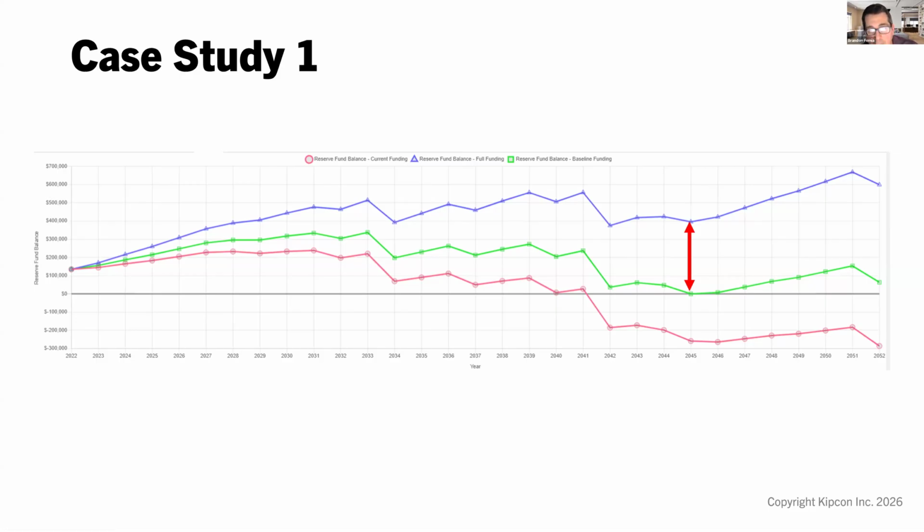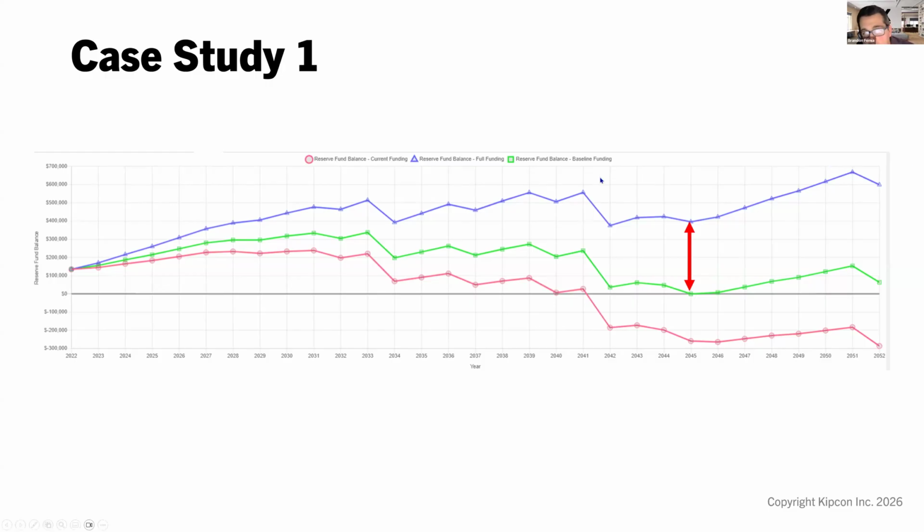Yes, of course. But is it really necessary? So that's why we typically say that full funding is overkill, because while it is the pie in the sky goal, I guess you'd call it, it's not really something that you need to aspire to get to.